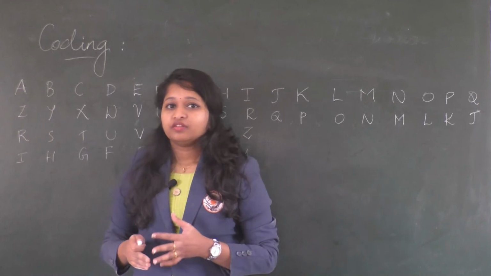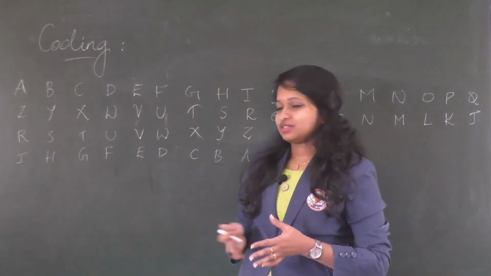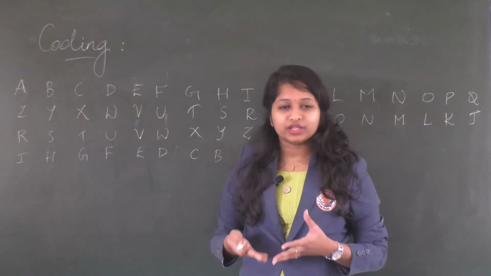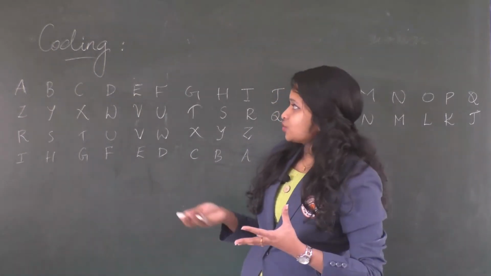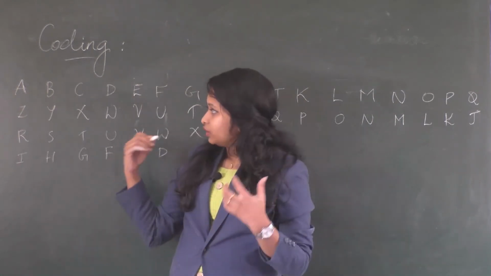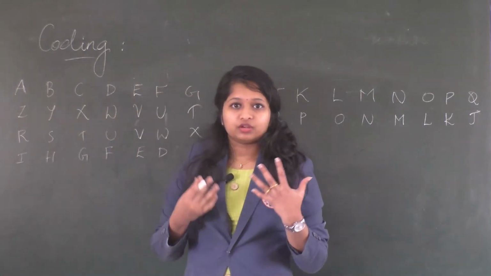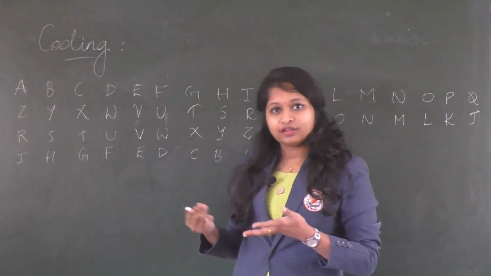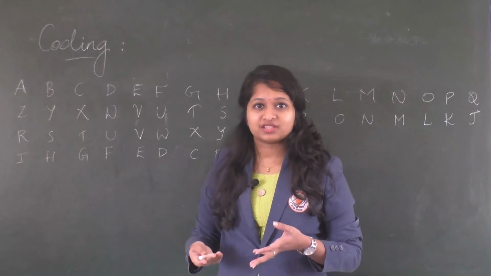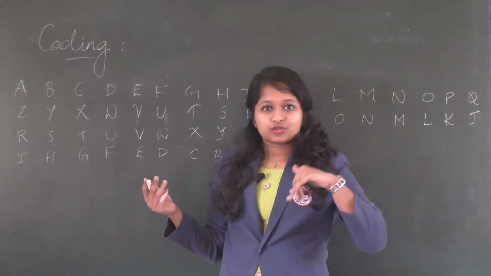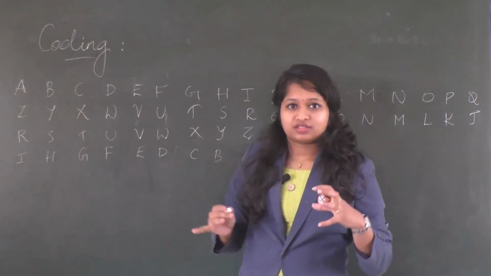So children, we learned about symmetry and patterns. Now let's see about coding. What is this coding? This coding is used to send secret messages. Each alphabet or number is replaced by some other alphabets or numbers or symbols. So if you send a message to another person, that person has to decode it and then understand what is in that.